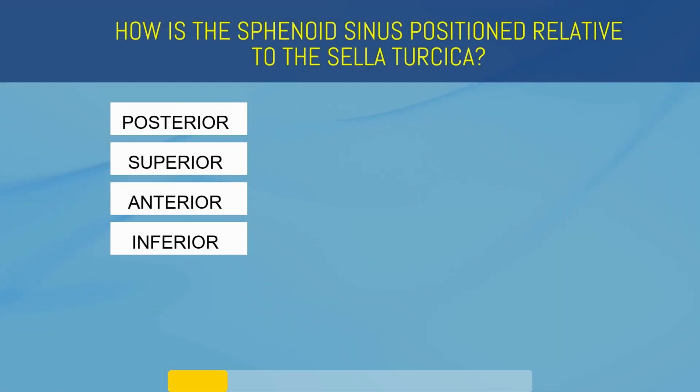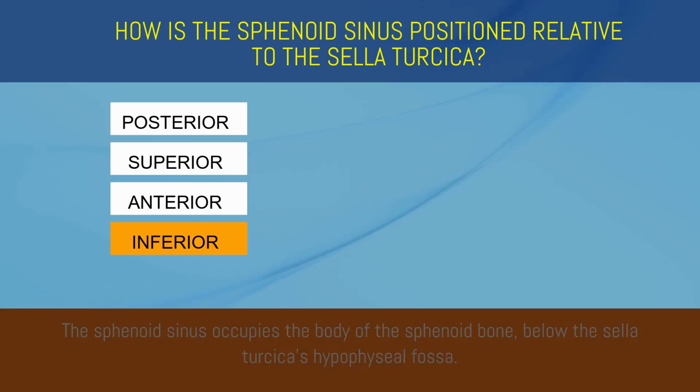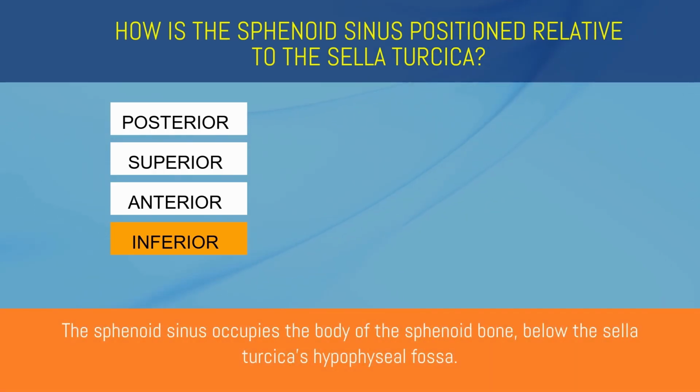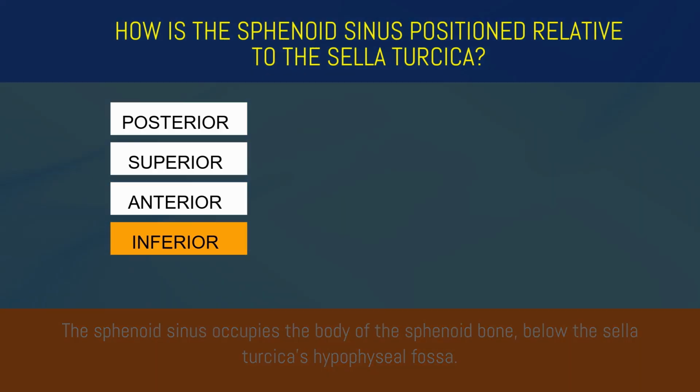How is the sphenoid sinus positioned relative to the sella turcica? Posterior, superior, anterior, or inferior? Inferior. The sphenoid sinus occupies the body of the sphenoid bone, below the sella turcica's hypophyseal fossa.